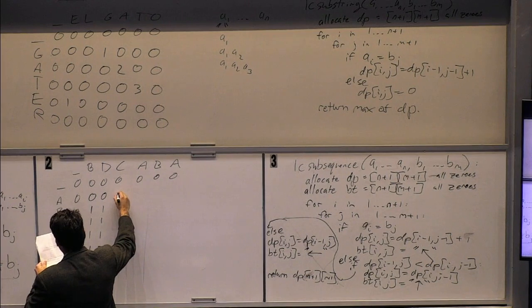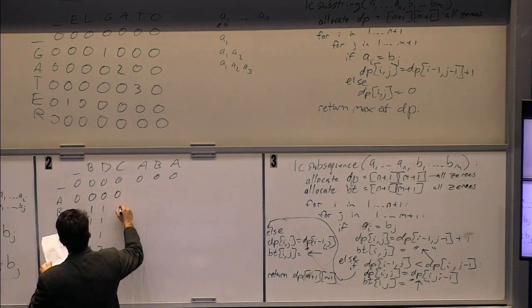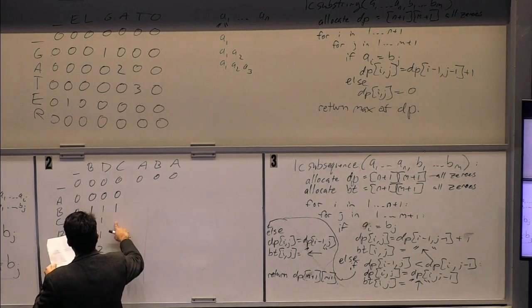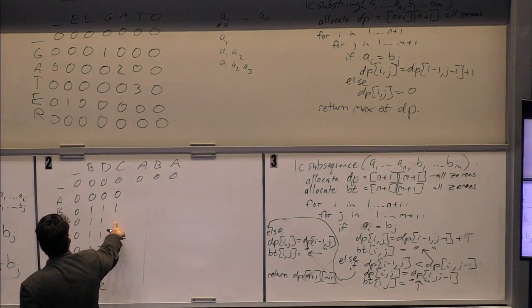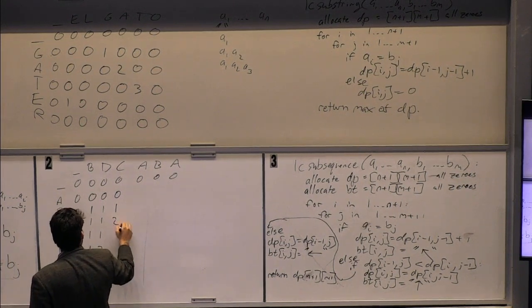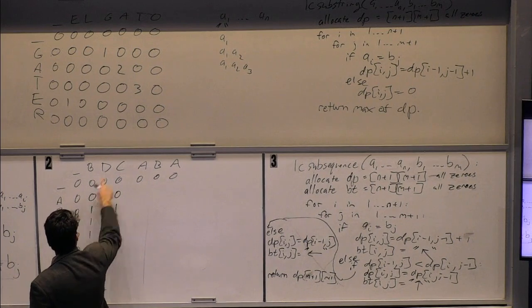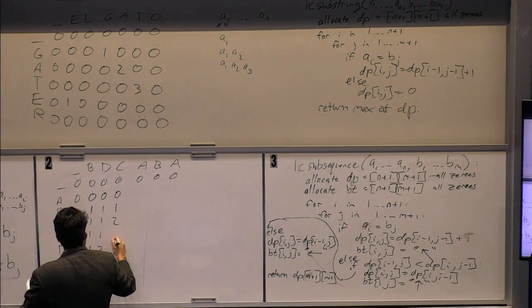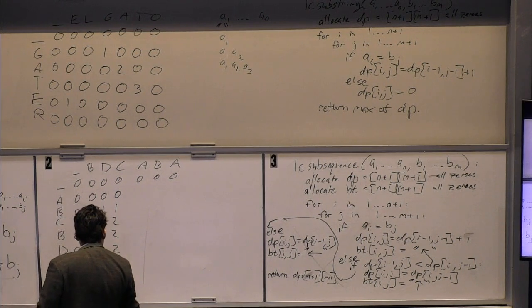This is still going to be 0. The longest common subsequence of AB and BDC is going to be B. The longest common subsequence of ABC and BDC is going to be BC, so that's going to be 2. Because C equals C, so you're going to take 1 plus 1 is 2. And that will propagate all the way down, right?